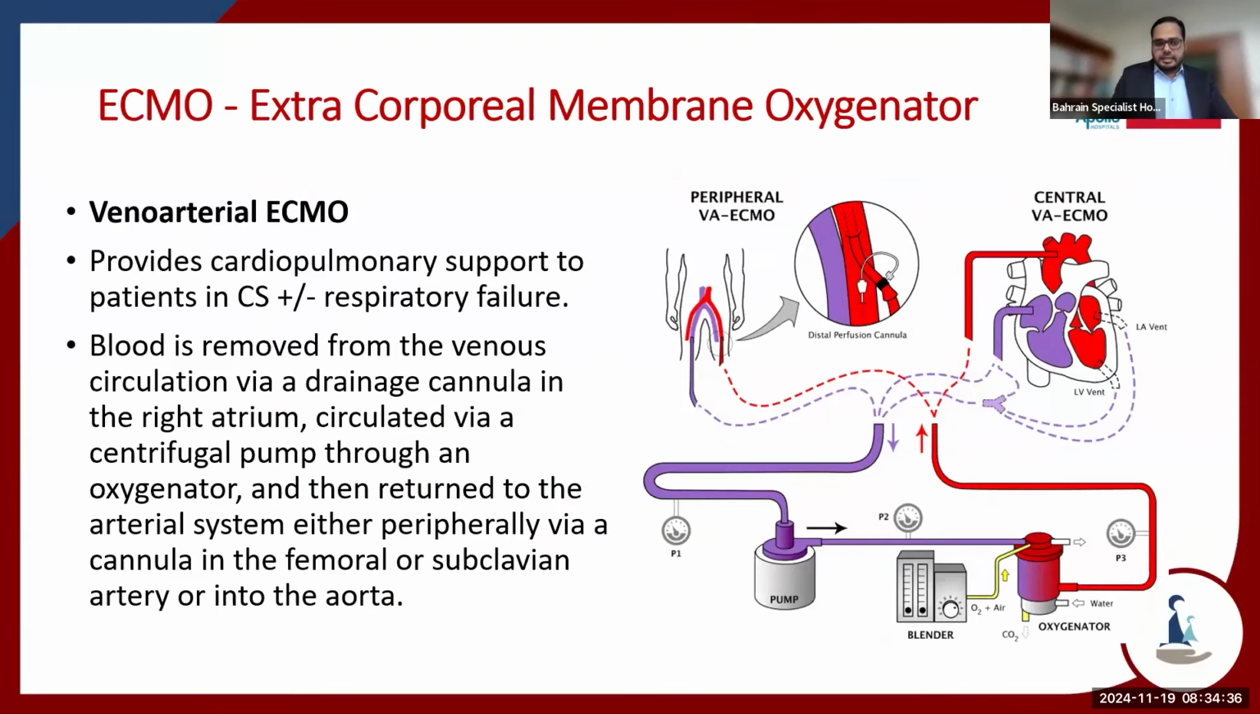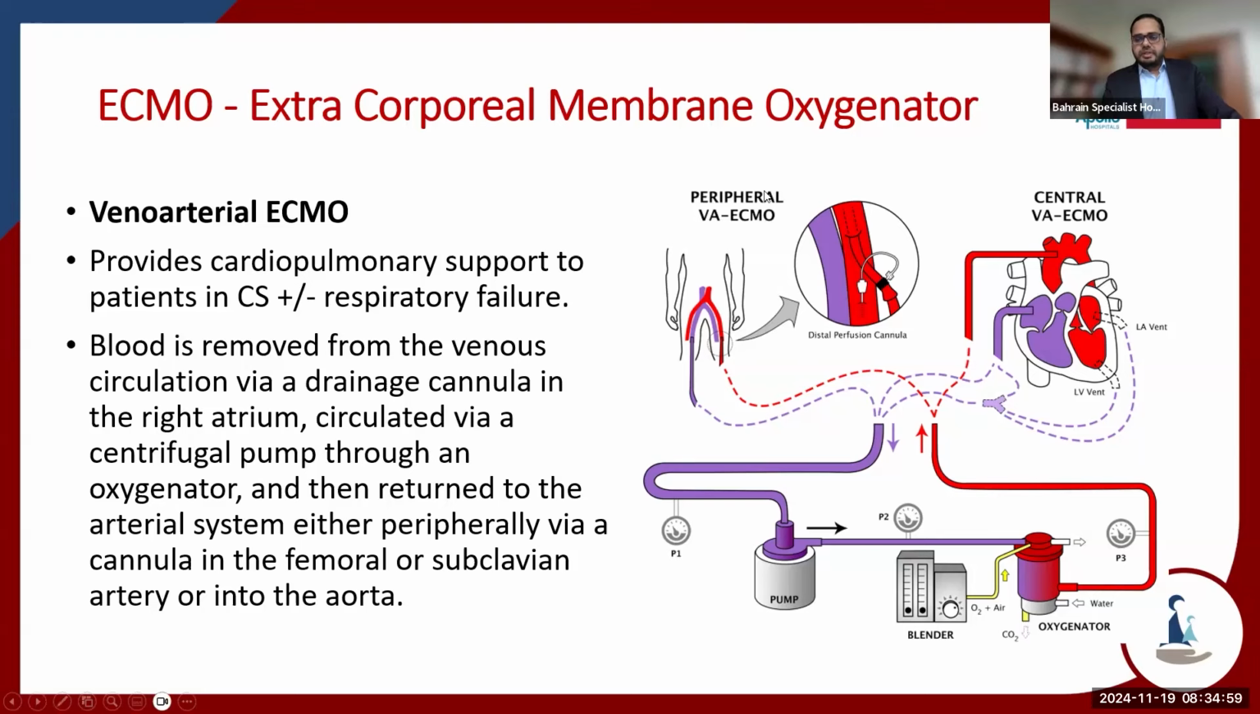The last device I'll discuss is ECMO. ECMO is extracorporeal membrane oxygenation. What we use is veno-arterial ECMO. So it provides cardiac as well as pulmonary support. Basically, you're improving the circulation as well as the oxygenation. So if the patient has cardiogenic shock with respiratory failure, this is an ideal indication.